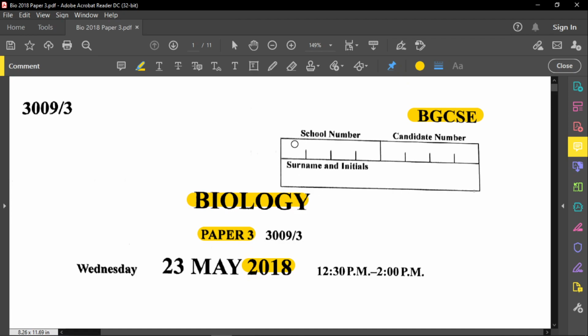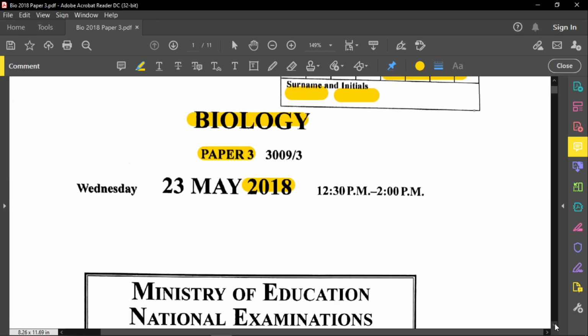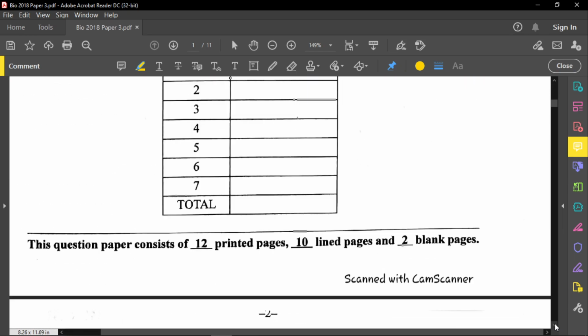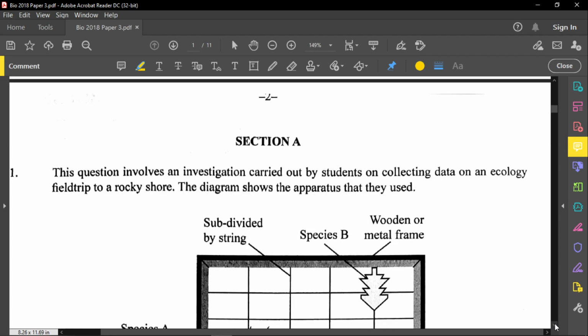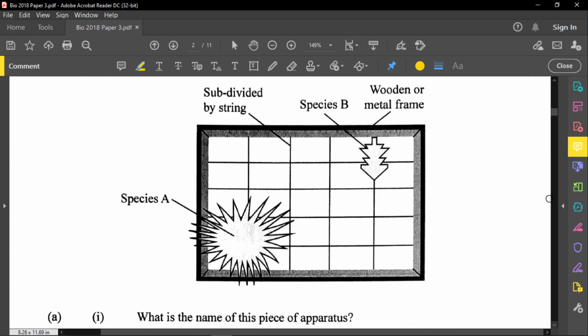Now remember, always write your school number, your candidate number, very important. Also write your surname and your initials, very important. Again, always read through the instructions carefully and also follow the directives of the examiner. Now let's go into our first question.